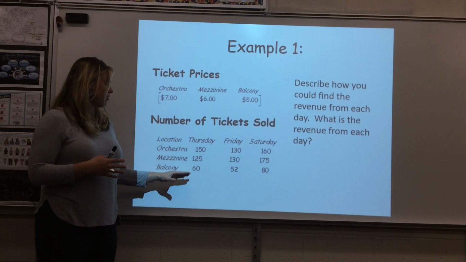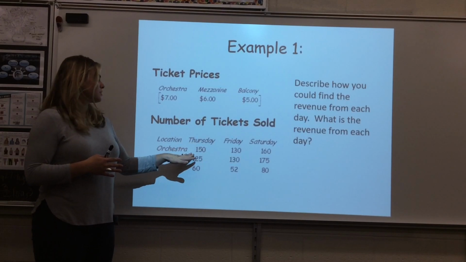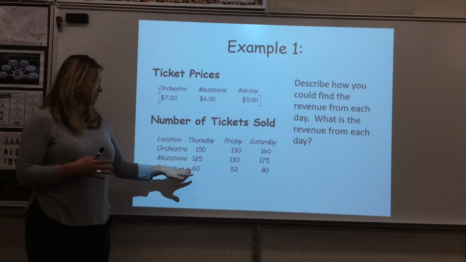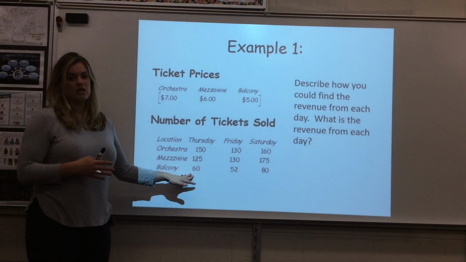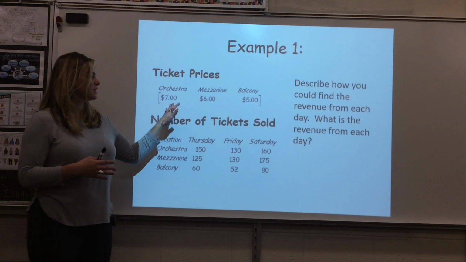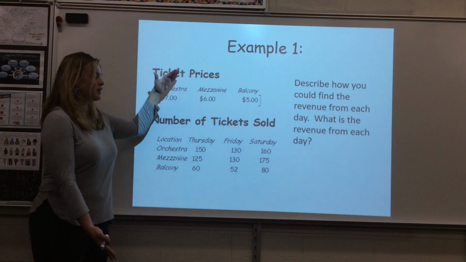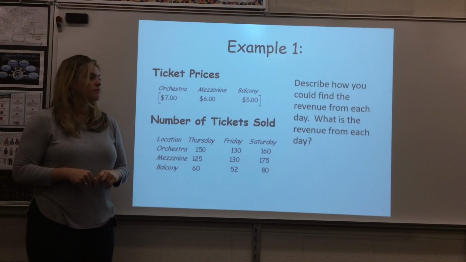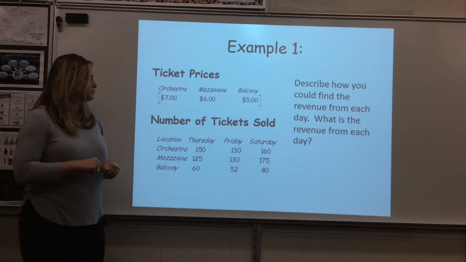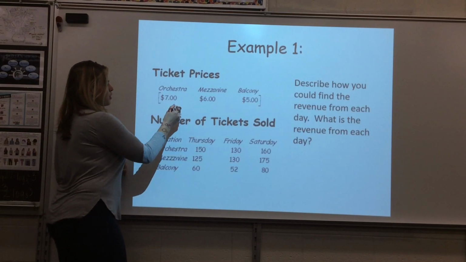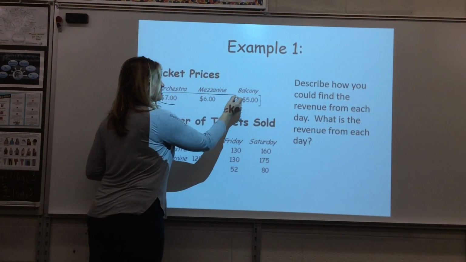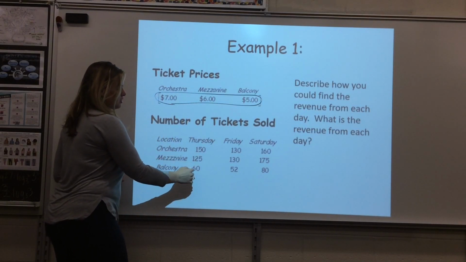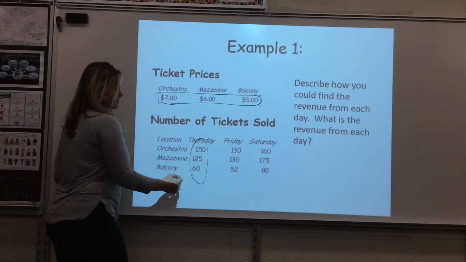So for example, on Thursday, there was 150 orchestra seats purchased. Mezzanine was 125 and balcony was 60. Knowing these amounts and knowing these prices, how could I find the total revenue for the day? Okay. So, I have this row here of all my prices. And I have this column here of all my ticket sales.